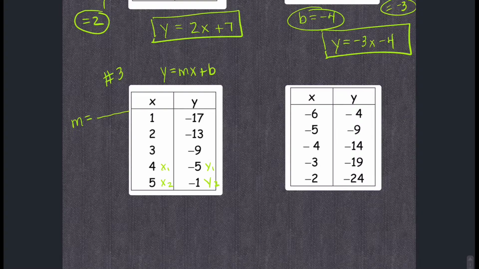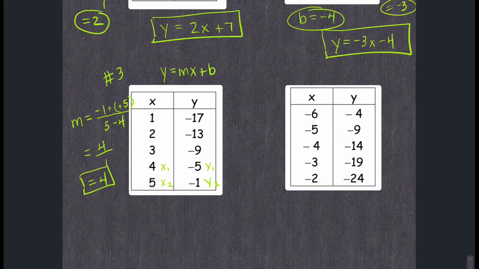So that'll be -1 minus -5, and then on the bottom we'll have 5 minus 4. And if we add the opposite on top, we have 1 negative plus 5 positives. That gives me 4 positives. 5 minus 4 is 1. So it looks like our slope is going to be 4.